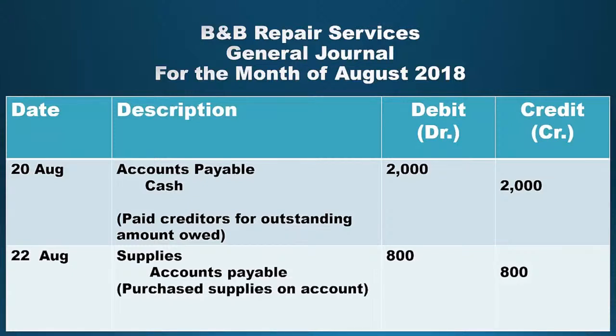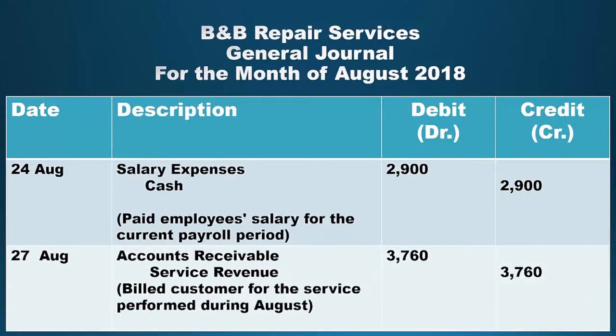To record this, we debit supplies for $800 to reflect the increase in supplies. Credit accounts payable for $800 to show the increase in the amount owed. The narrative for this entry is purchase supplies on account.